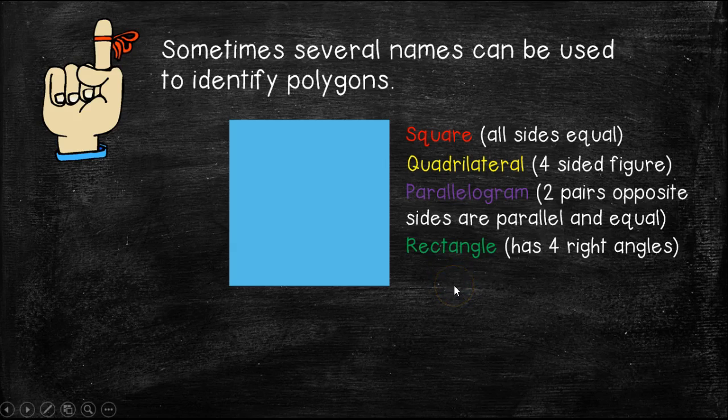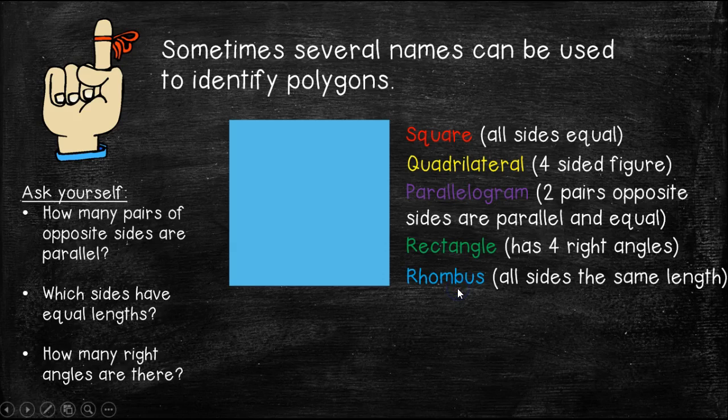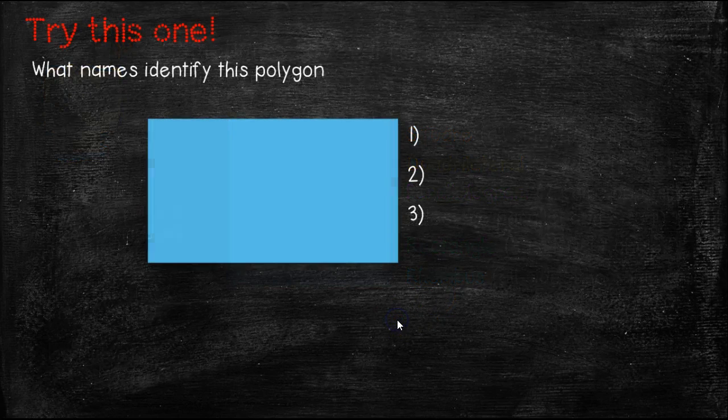So how in the world can you think of all the different names used to identify certain polygons? Well, you always need to ask yourself, how many pairs of opposite sides are parallel? Which sides have equal lengths? And how many right angles are there? So try this one. There are 3 different names of this polygon. Can you go ahead and write them in? Pause the video and come back for the answers.